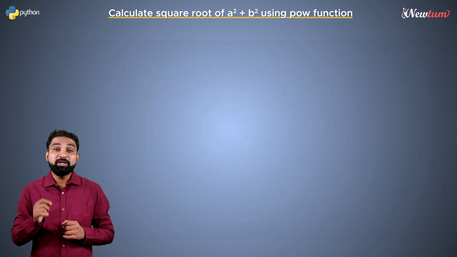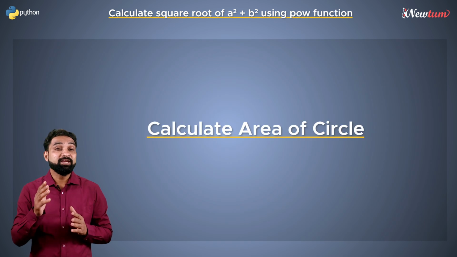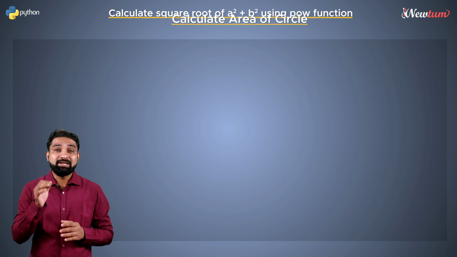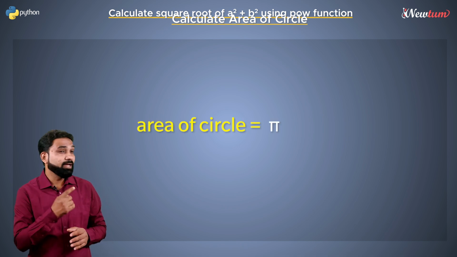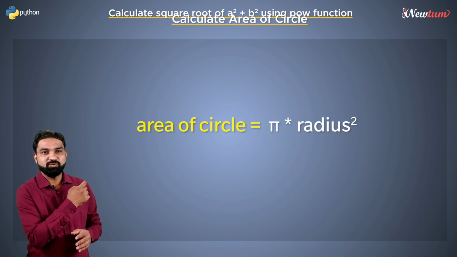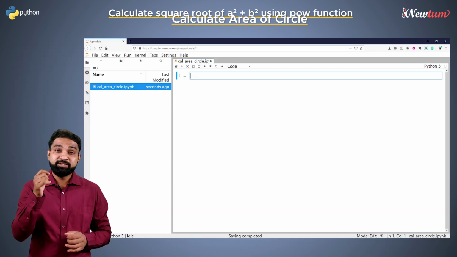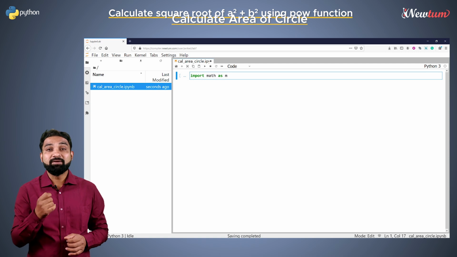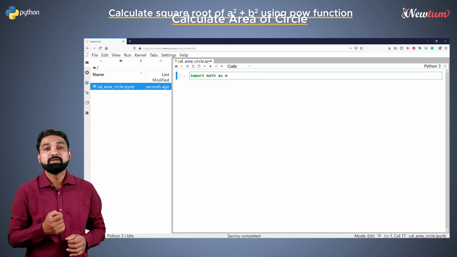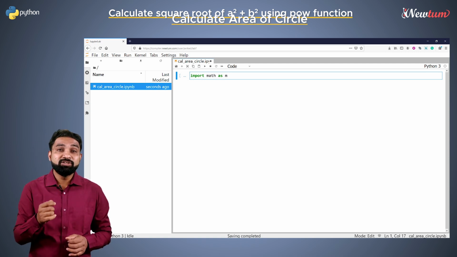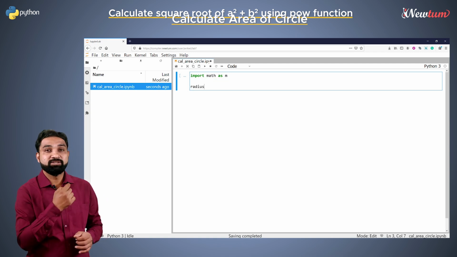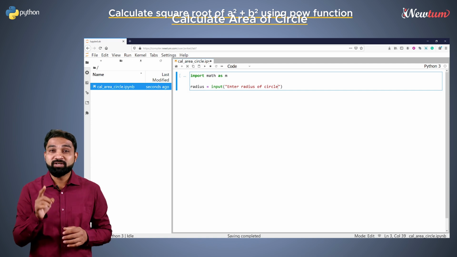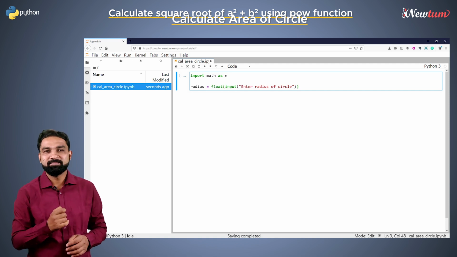Suppose you want to write a program to calculate the area of a circle. So, the formula for calculating the area of a circle is pi multiplied by radius square. To write this program, we will import math as a library with an alias m. Then, we will ask the user to enter the radius using the input function. Again, please don't forget to convert that to float.